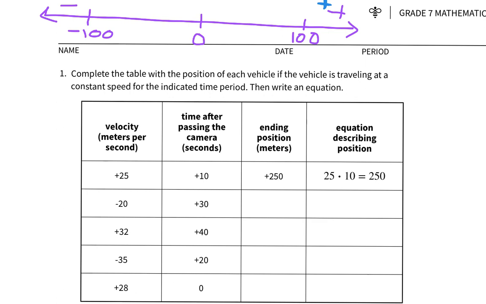So in this table, we're going to complete the table here with the position of each vehicle if the vehicle is traveling at a constant speed for the indicated period of time. And then we're going to write an equation. So the first one is done for us. The first vehicle is traveling 25 meters per second, and we're looking at after 10 seconds after it passed the camera.